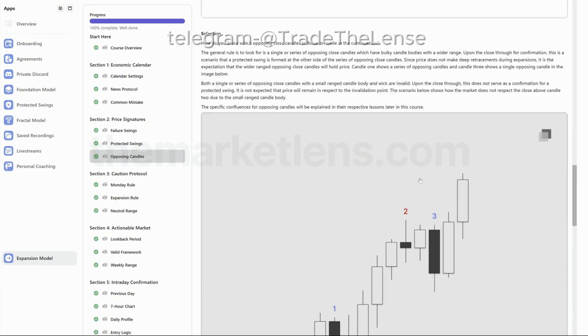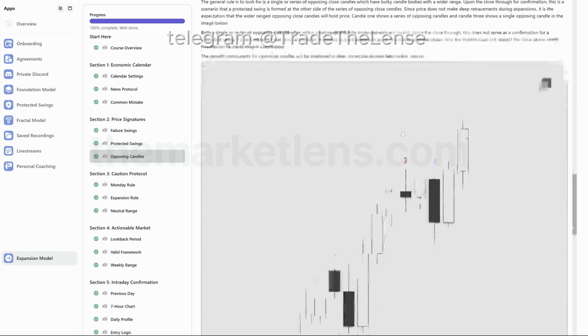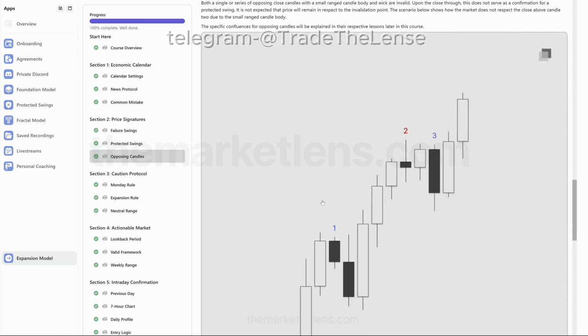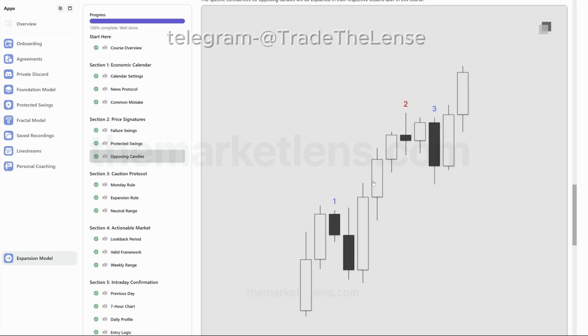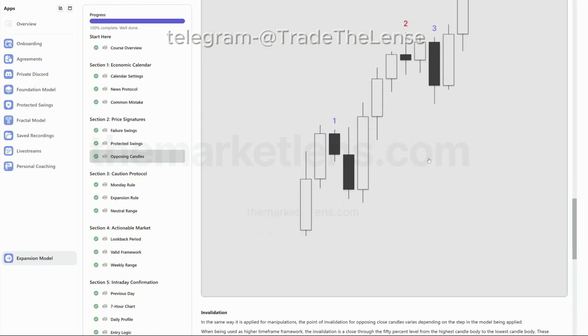There are other things that we're going to add in confluence to this, especially with the entry part, which is always there. But this is just a general thing, and you want to build your eye for this, and it's pretty common sense. If it's a small range candle like this, a close through, why would it protect your stop loss if it's 5 points on NQ, 10 points on NQ? That's just not relevant.